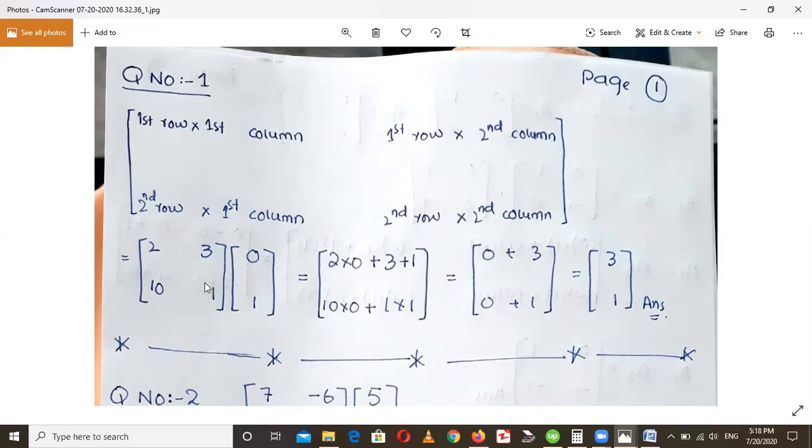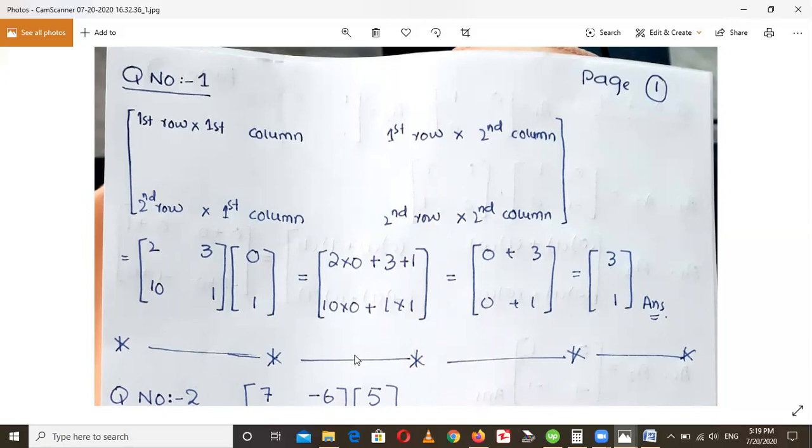Now, these are our two matrices in question number one. Here this is a 2 cross 2 matrix and this is a 2 cross 1 matrix. There is no other column. This is a single column matrix. So we will multiply this row with this column first in the upward position, and then we will multiply this row with this column in the downward position. So multiply the first element of the row with the first element of the column plus the second element of the row with the second element of the column. You have to put a plus sign between them.